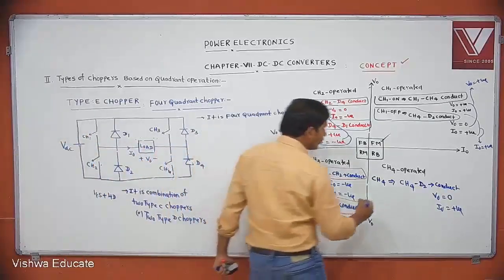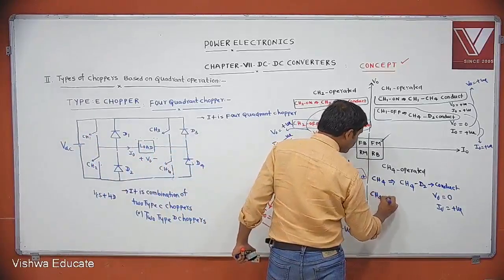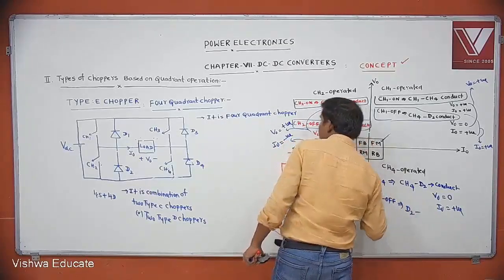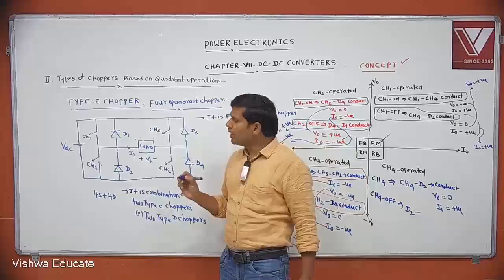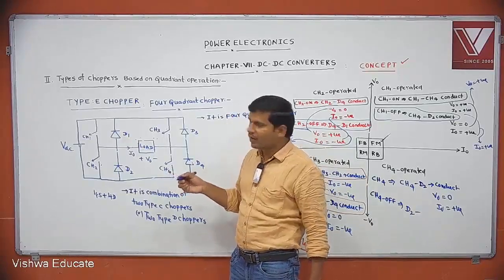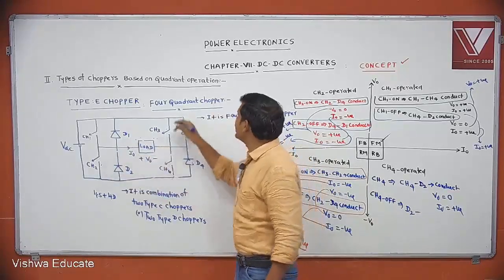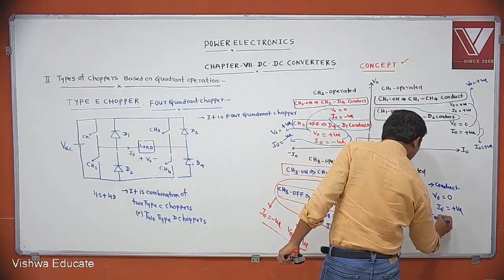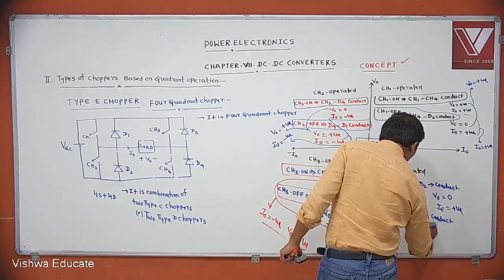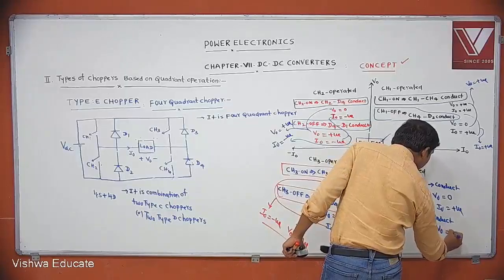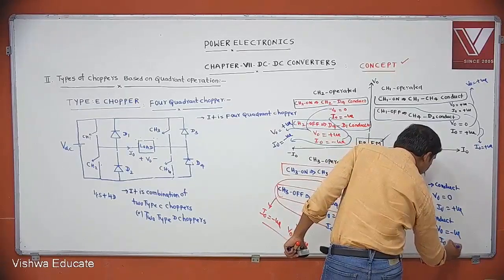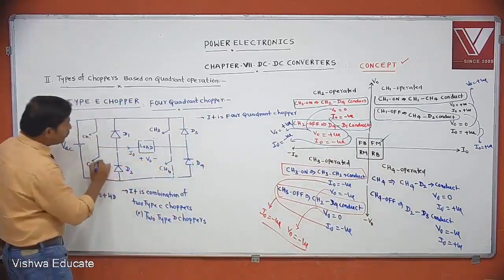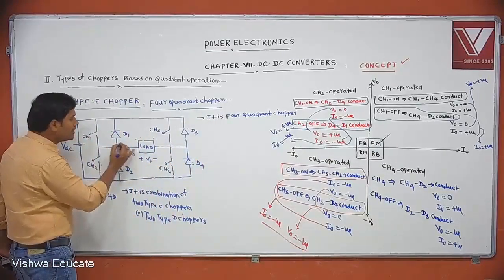But CH4 is off. If CH4 is off, which device is already conducting? D2. Up to now, which device has not conducted? D3. Then D2 and D3 will conduct. If D2 and D3 conduct, what is V0? Negative. What is I0? Positive. You check the condition. The current direction is the same as the assumed direction.